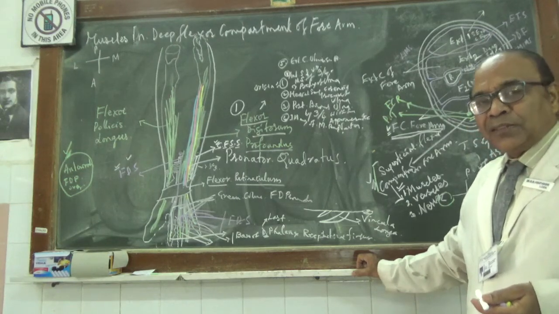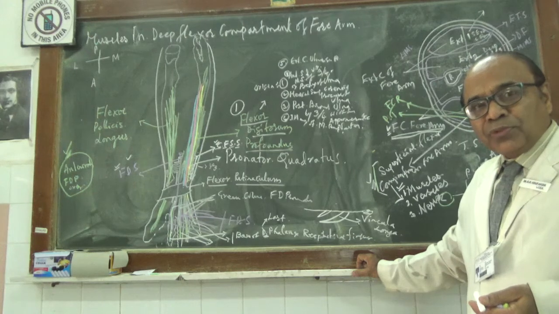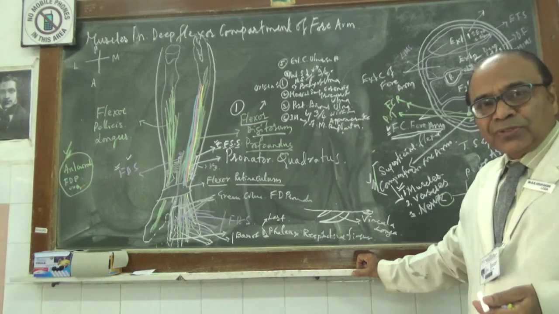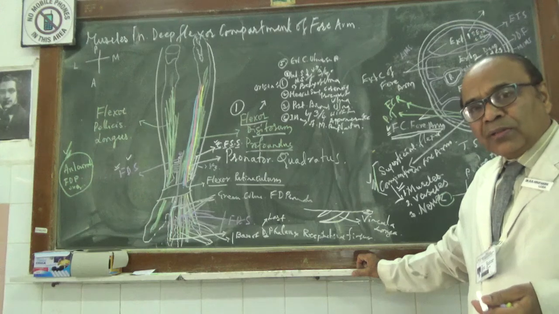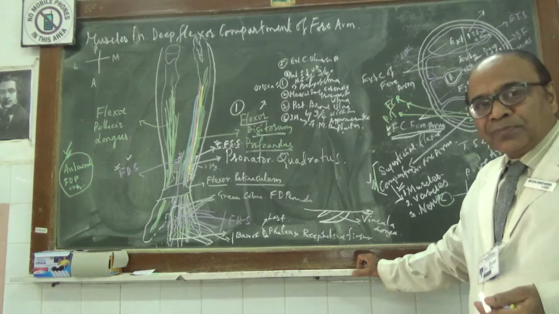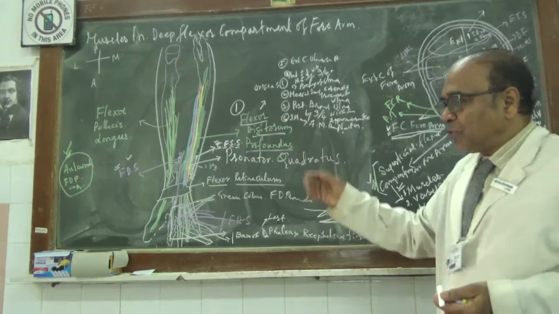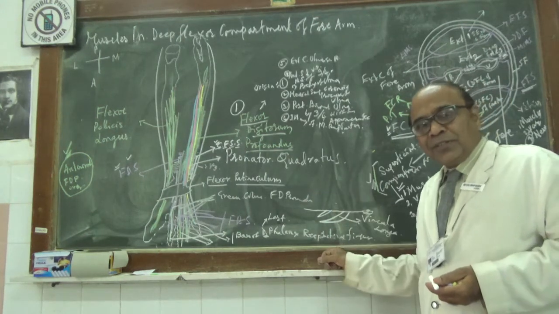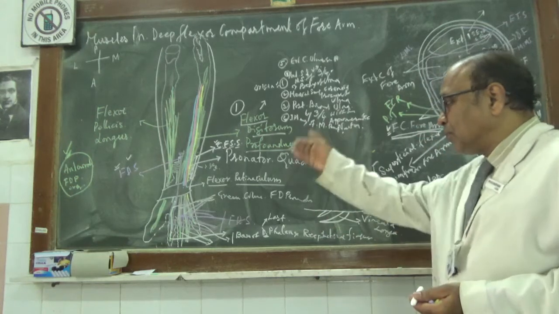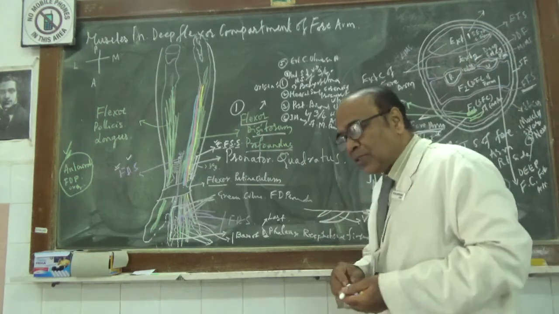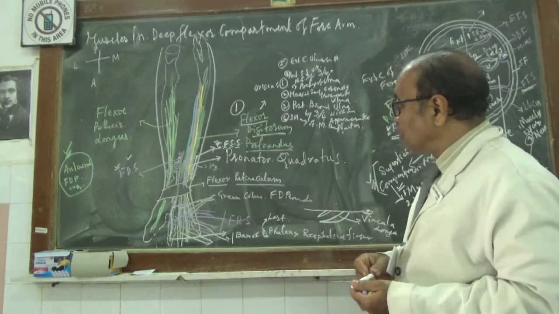Apart from that, it is also related to the anterior surface of the carpal bones, metacarpal bones, and the phalanges. Then their respective joints, such as the wrist joint, intercarpal joints, carpometacarpal joints, and the interphalangeal joints, it will be crossing. So these are the relations of the flexor digitorum profundus.